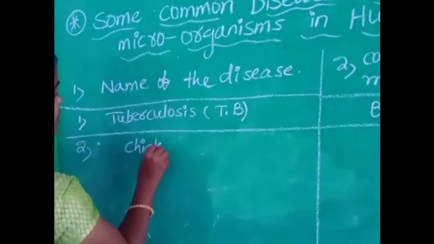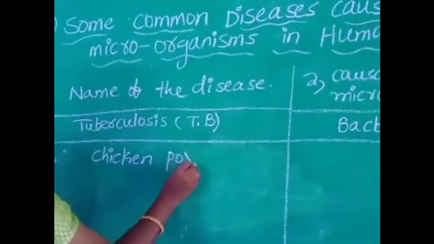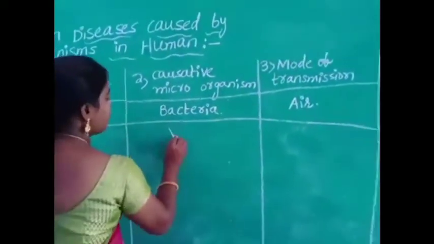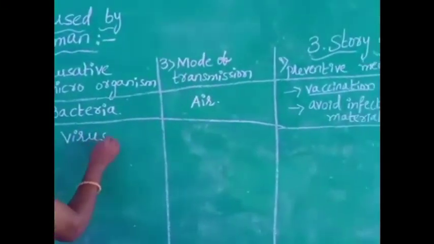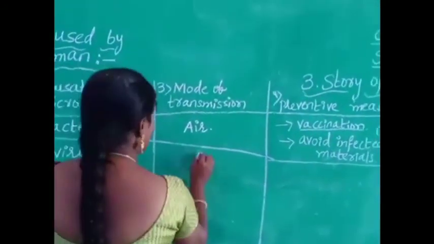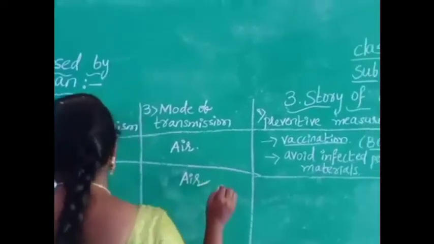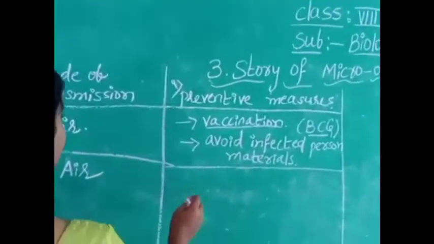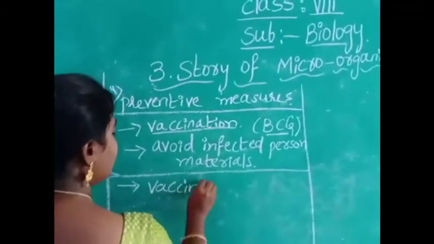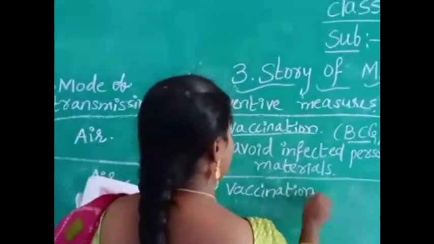Next disease is chicken pox. Chicken pox is caused by a virus. It is also transmitted through the air, and we can prevent this disease through vaccination.